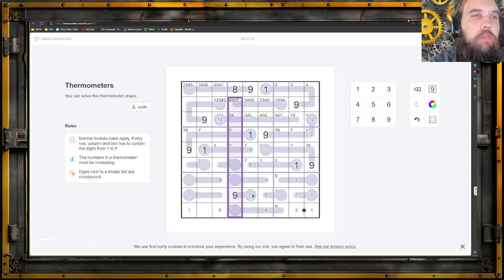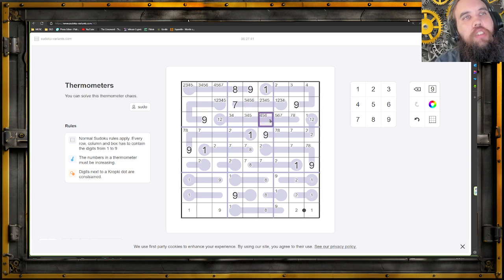The biggest that could be 7. 7 only has one spot in this box now. Wish I would have seen that earlier. So this does have to be the 7. I can't put a 7 here because I can't get to 9. And I can't put a 7 here because I can't use 8 or 9 in this box anymore. So this is 7.